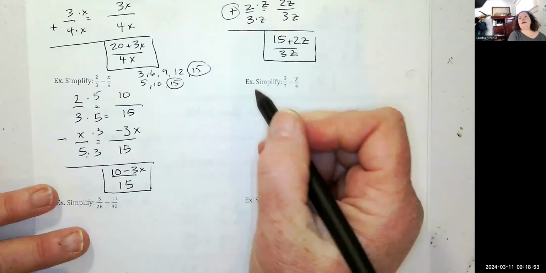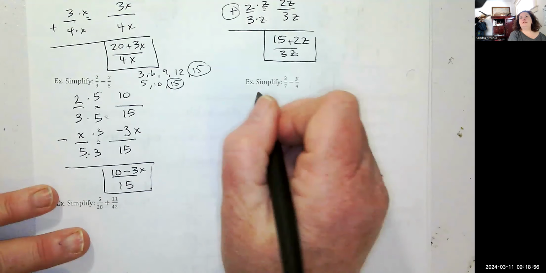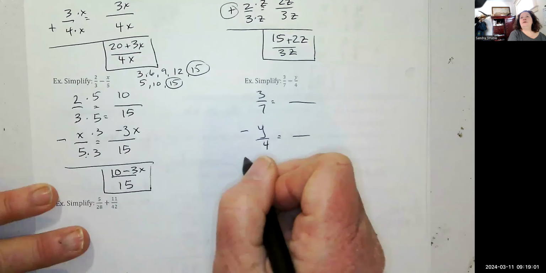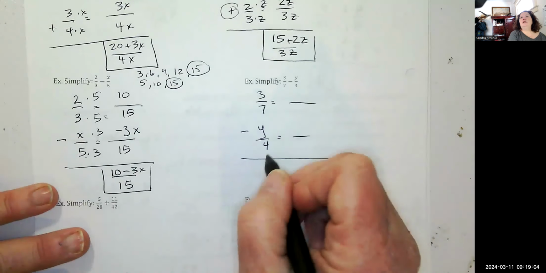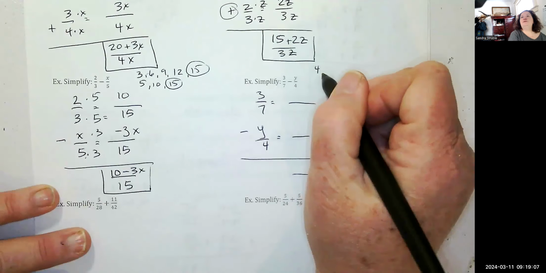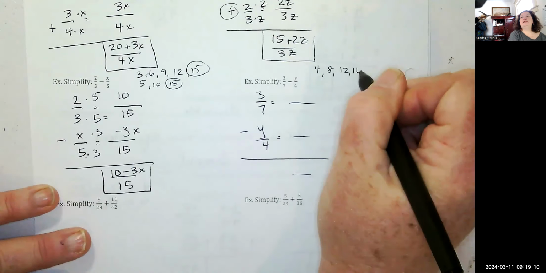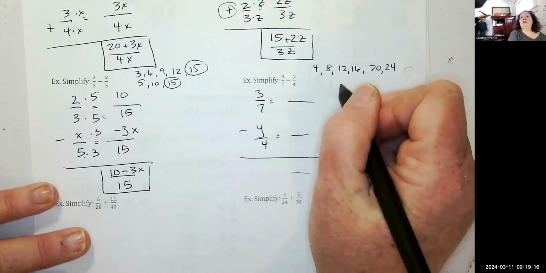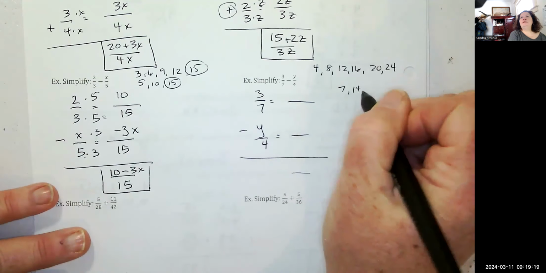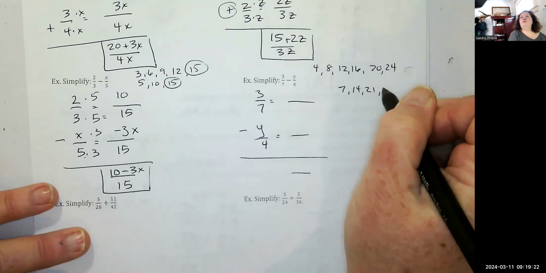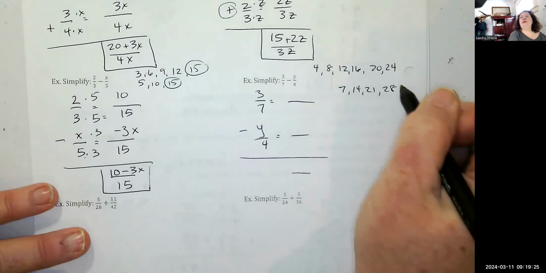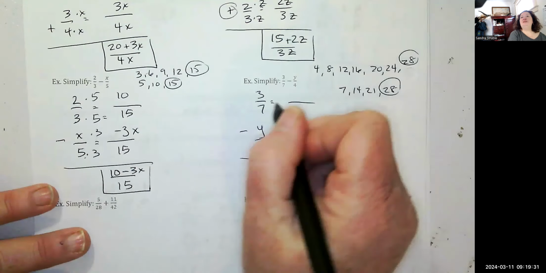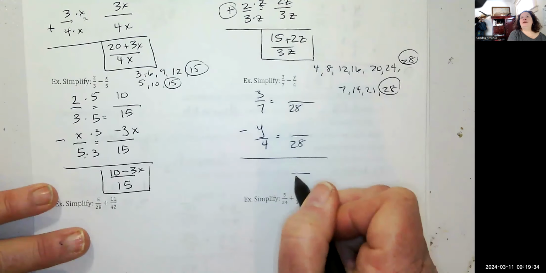Okay. 3/7 minus y over 4. Let's just set these up. If you didn't attempt the last one on your own, please attempt this one just to give yourself a chance to make sure you understand. Multiples of 4 are 4, 8, 12, 16, 20, 24. All right, let's see what 7 has. 7, 7 times 2 is 14, 7 times 3 is 21, 7 times 4 is 28. So 28 is going to have to be their lowest common denominator.